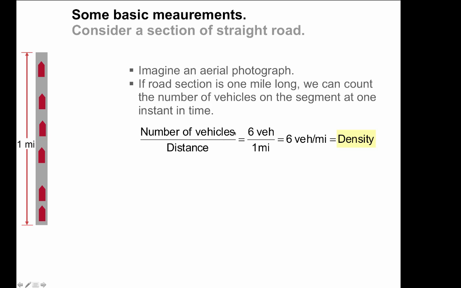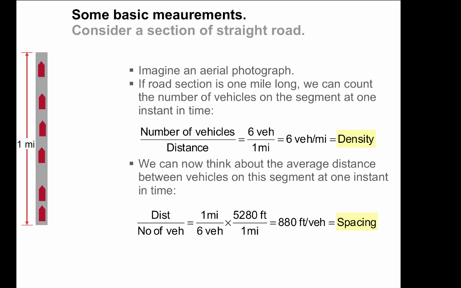We can come up with a relationship here: the number of vehicles divided by the length of the section. In this case, it's 6 vehicles divided by 1 mile, 6 vehicles per mile, and in transportation we call that density. So how densely occupied is this roadway section? A 1 mile section with only 6 vehicles on it is not very dense. Usually if you're stuck in a traffic jam, the density would be much, much higher.